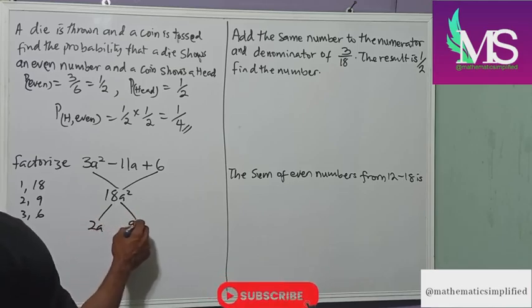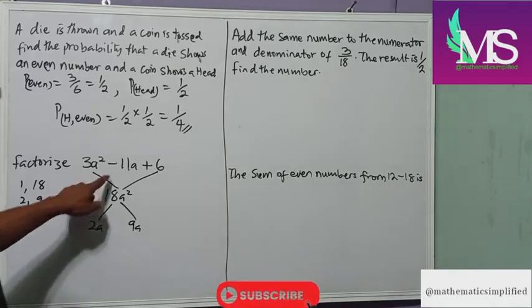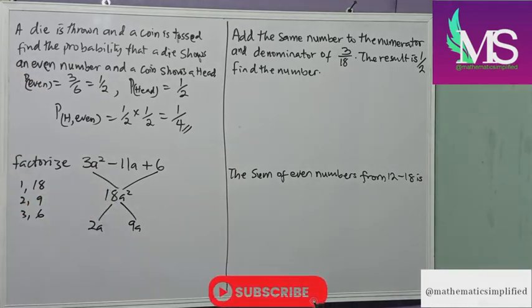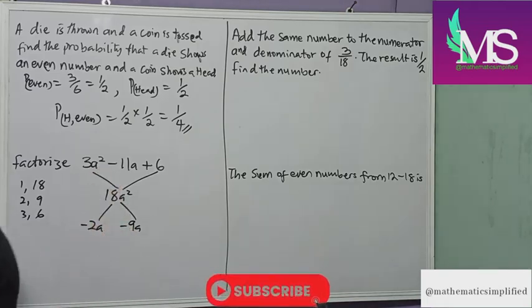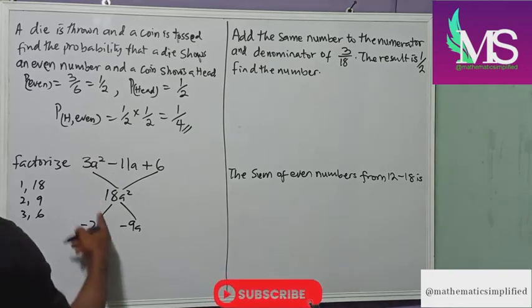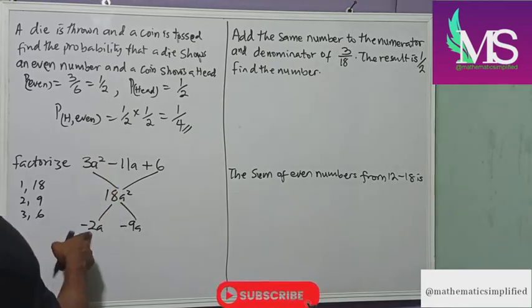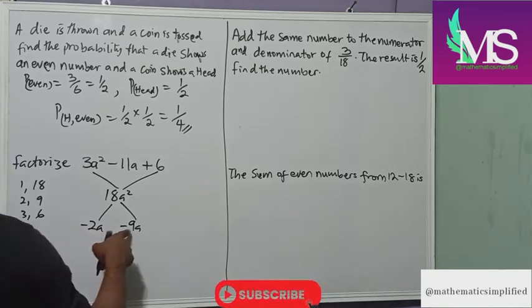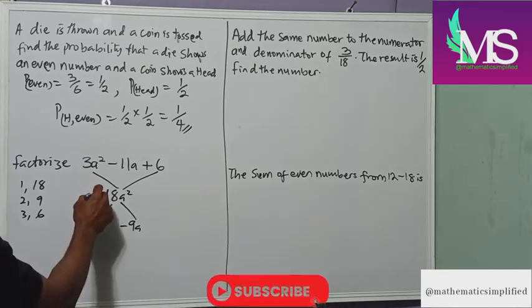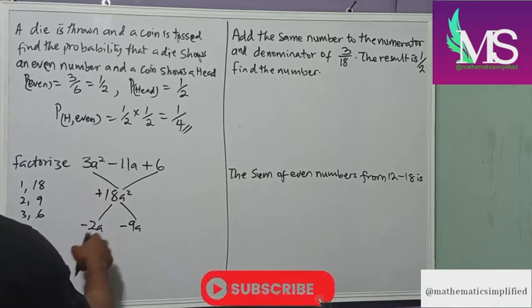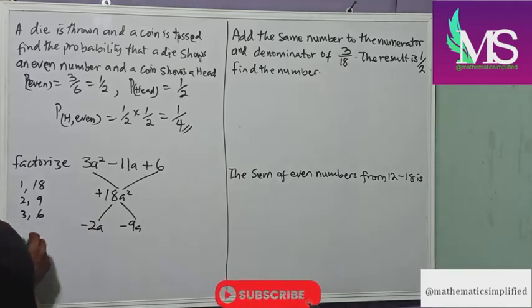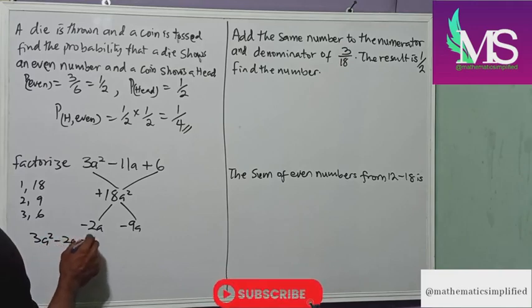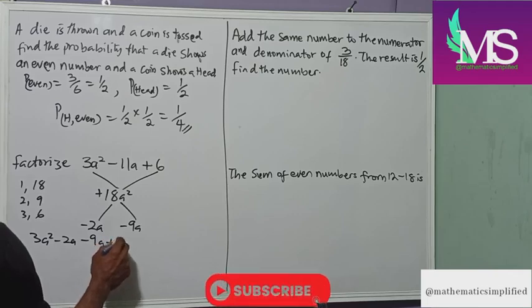So now, using our 2 factors, we have 2a and 9a. Since the middle term is negative, both of them will be negative. This is positive and this is negative. So minus 2 times minus 9 will give you a positive 18, and minus 2 plus minus 9 will give you a negative 11. So factorizing this now, we have 3a squared minus 2a minus 9a plus 6.